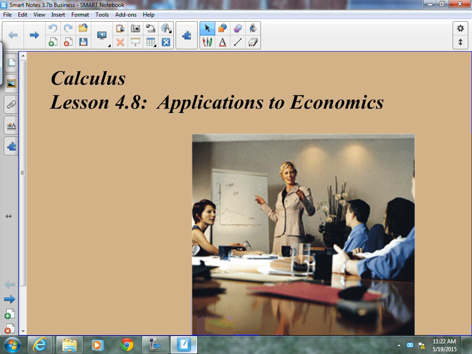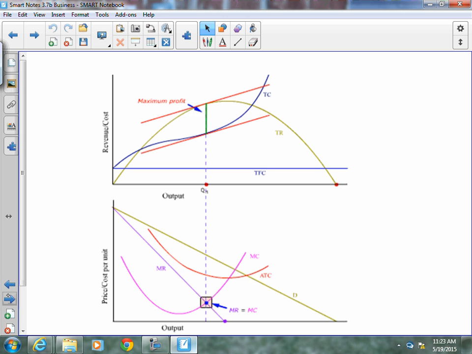Today we're going to talk about some business applications of calculus. You might have some questions tomorrow, and that's okay. I'm going to talk in general, show you some examples. But first of all, we have a couple examples of cost and revenue functions. Lots of calculus involved in business, whether you knew it or not.